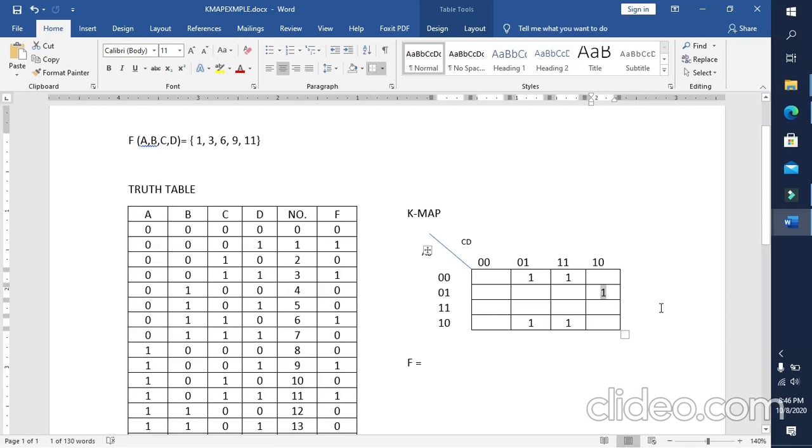Next, we have 9. 9 is 1, 0, 0, 1. So, that is 9. And then we have 11. That is 1, 0, 1, 1. So, here. Okay. Now, question.